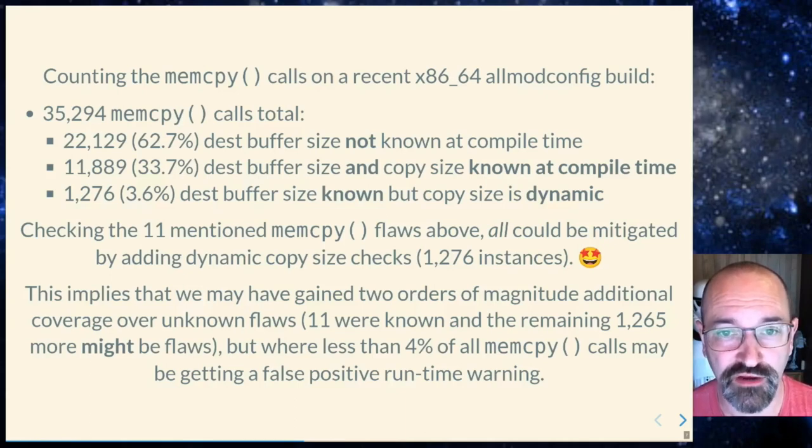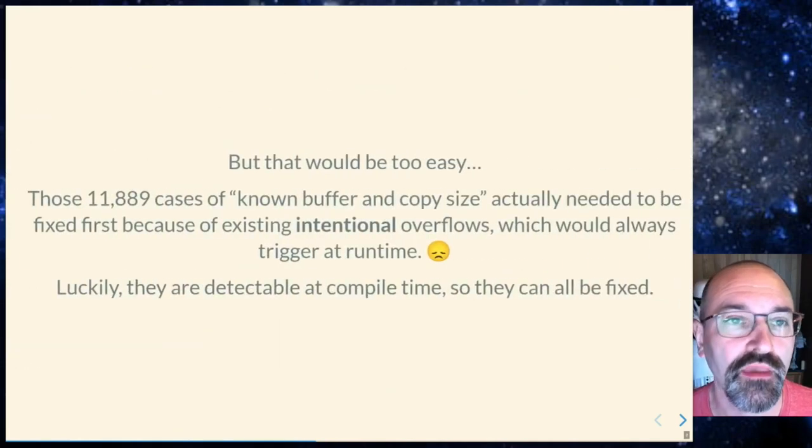The example being, we knew about 11 flaws of this type, and in that class of problem, there's potentially 1,200 unknown other flaws. So that's a big win, to have that two orders of magnitude coverage with a very, very small percentage of potential false positives to have to fix up and find at runtime.